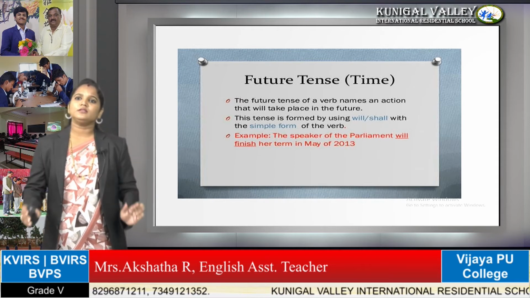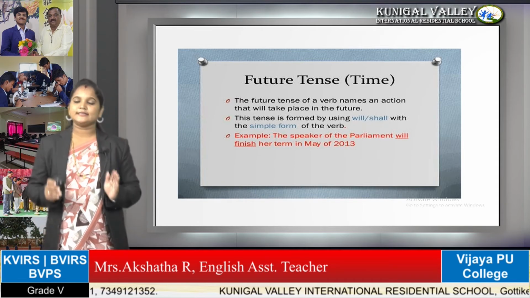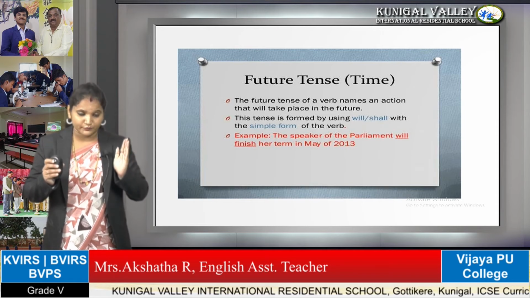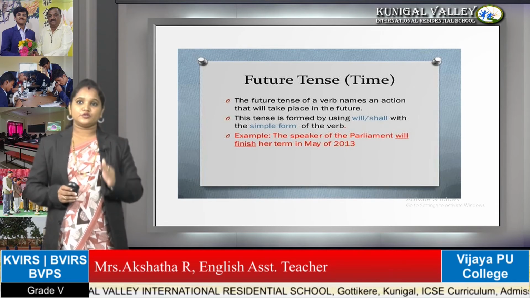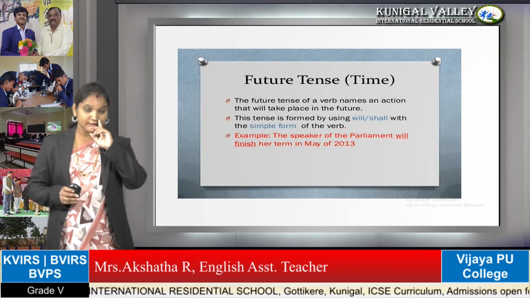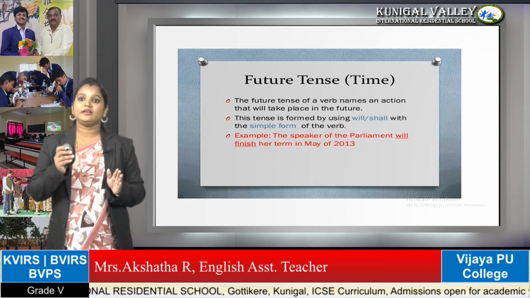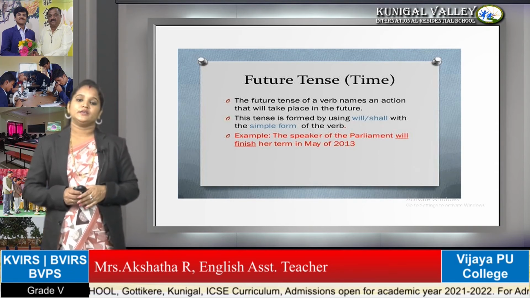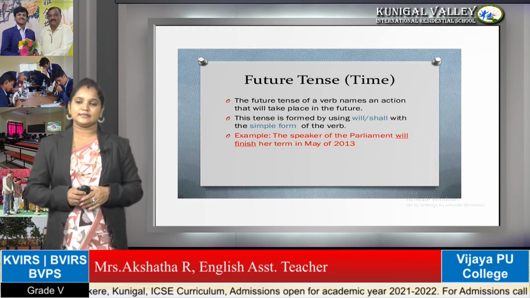So in all the sentences which are in the future tense form, we have to use will as a linking verb. Along with that, the main form of the verb, the simple form of the verb, will be used, and that will be noted as the future tense form of the sentence.